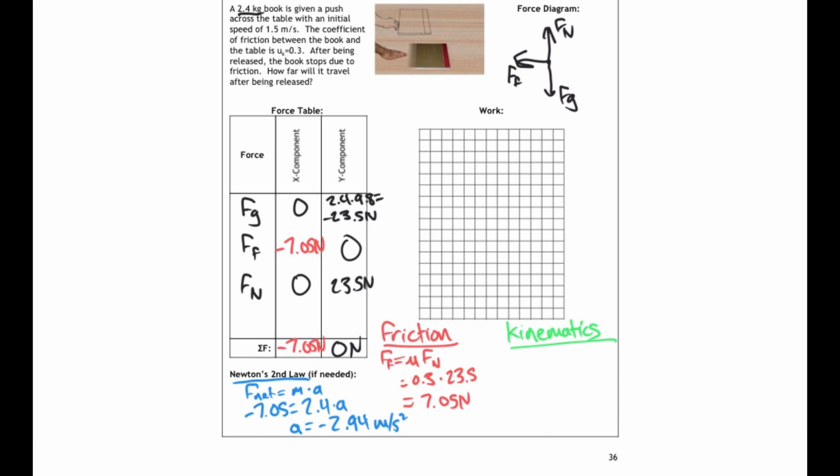Throwing it back to our kinematics unit, let's identify our variables. A equals negative 2.94. The initial velocity was 1.5 meters per second. It's positive since that's moving to the right. The final velocity was 0 since it comes to a stop. And I'm trying to find what the displacement is. There is no time information, and the equation that relates these four variables is, plugging in the variables.